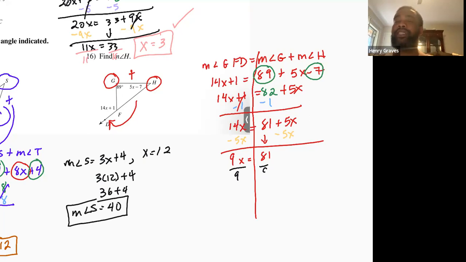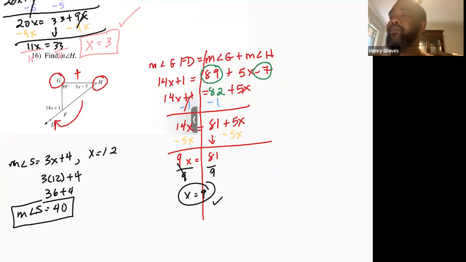But we are not fully done yet, because they want to find the measurement of angle H. So the measurement of angle H, I know, is 5x minus 7, where x equals 9. We found that out. So it will be 5 times 9 minus 7. So that's 45 minus 7, which is 38. So the measurement of angle H is equal to 38 degrees.